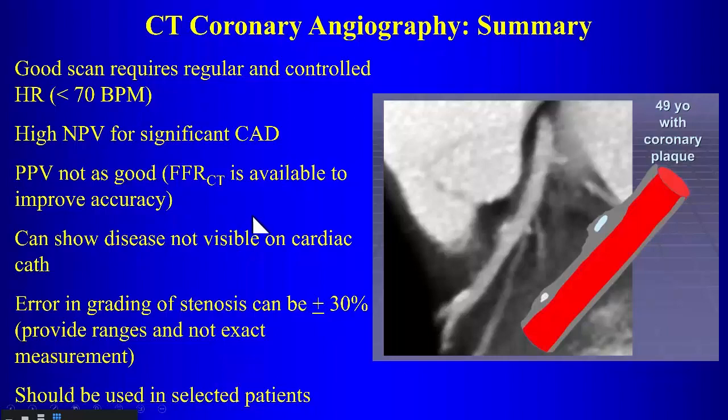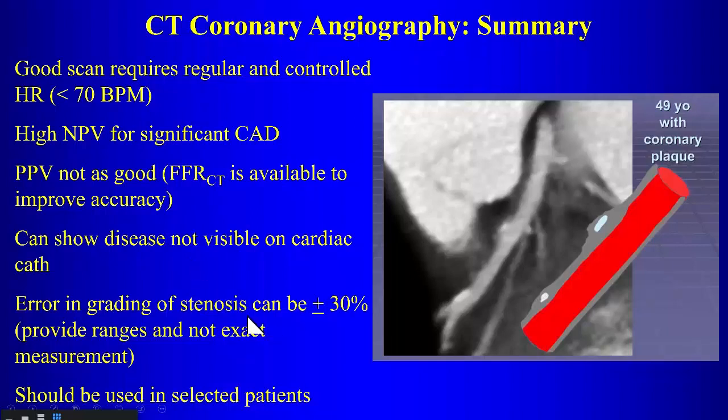Now, in the next lecture, we'll talk about fractional flow reserve CT, which adds a physiological perspective also to CT, and this can improve the accuracy of CT in terms of the positive predictive value and the specificity of CT when we're looking for significant obstructive stenotic lesions. So CT can show us disease that is not visible on cardiac cath, because in cardiac cath, all we're looking at is the lumen, but we can actually see the plaque along the wall of the lumen that they may not see on coronary cath, on cardiac cath.